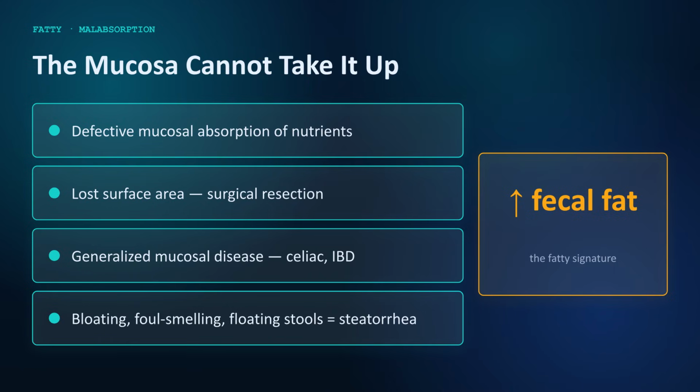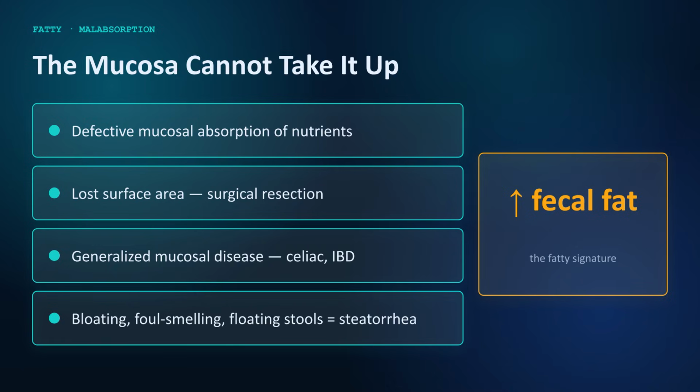The defect is in the mucosa itself. The absorptive surface cannot take up nutrients. There are two ways that happens. You lose surface area, most often from surgical resection, or you have generalized mucosal disease. Celiac disease and inflammatory bowel disease are the examples. The clinical picture is bloating, foul-smelling stools, and floating stools, which together we call steatorrhea. Remember the laboratory profile: elevated fecal fat, an elevated osmotic gap, and improvement with fasting.